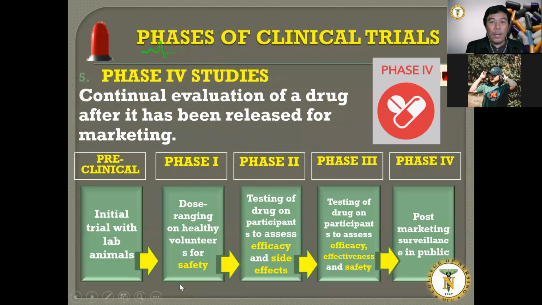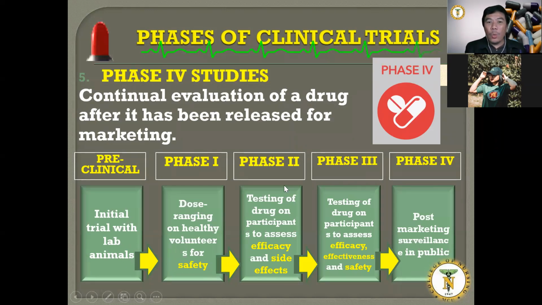And if we will try to summarize when it comes to the phase 4, sa phase 4 it passed through the preclinical, phase 1, phase 2, and phase 3. In the preclinical, initial trial with laboratory animals. For phase 1, our population are healthy individuals. Ang target natin is safety.